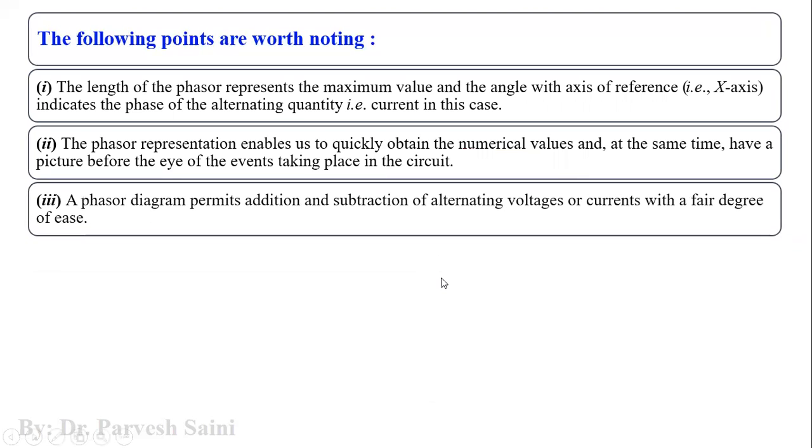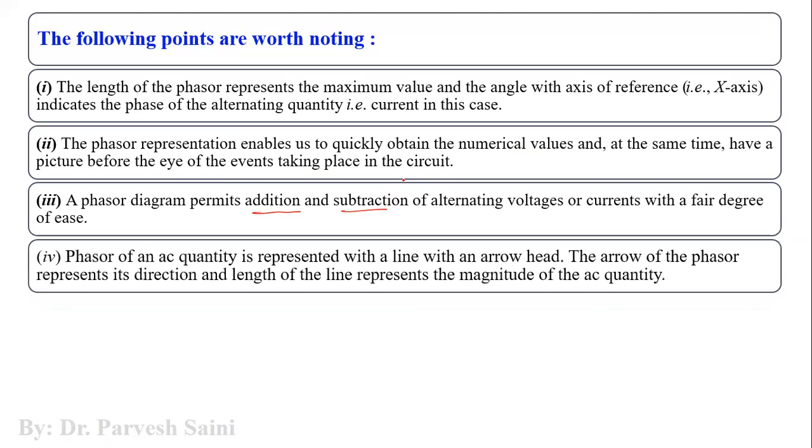So phasors can be added and subtracted more conveniently, more easily. You can have a phasor addition and phasor subtraction. A phasor of an AC quantity is represented with a line with an arrowhead. Okay, so this is what we were discussing. It is a line with an arrow. The arrow of the phasor represents the direction, and the length of the line represents the magnitude of the AC quantity. So this length represents the magnitude of the AC quantity, and the arrow represents the direction.